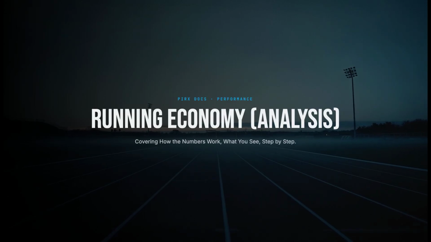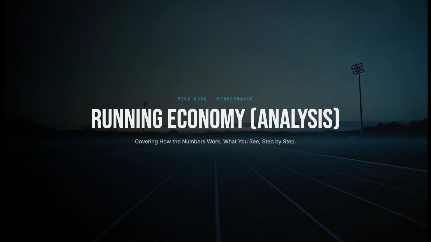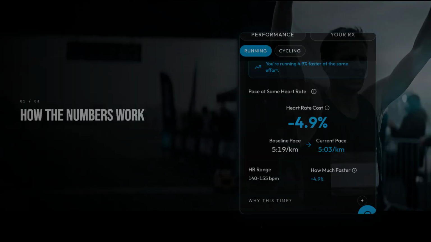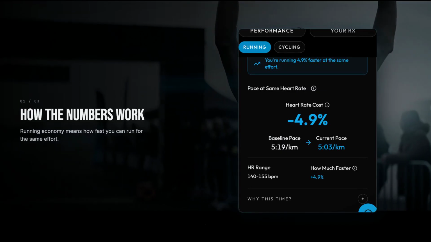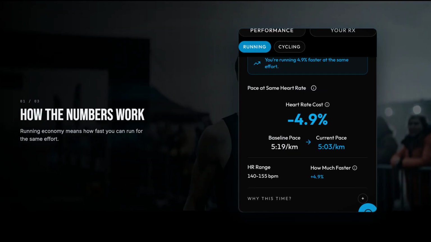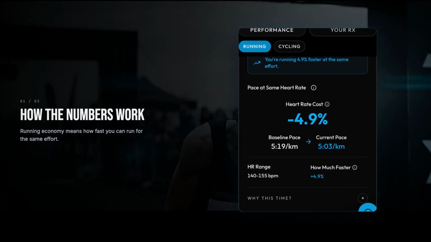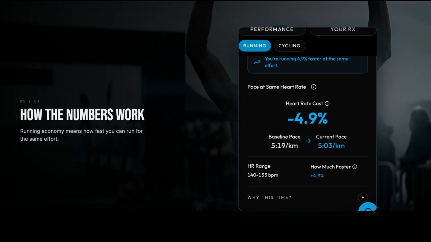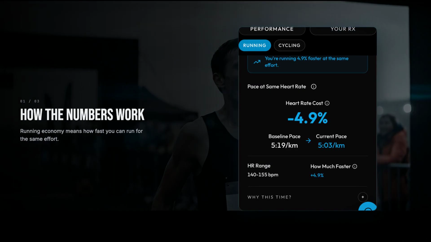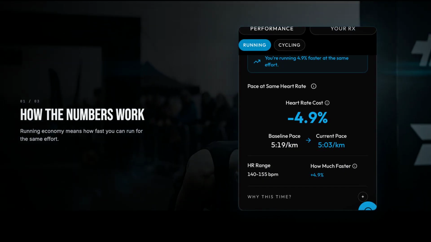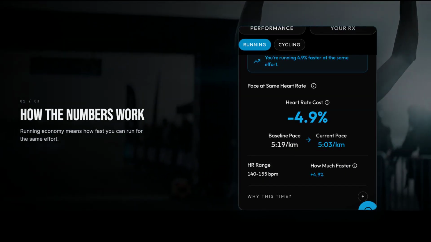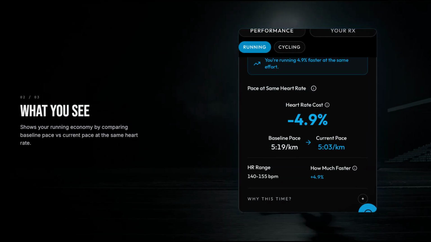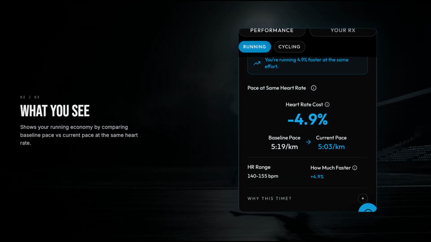Running economy analysis, covering how the numbers work, what you see step by step. Running economy means how fast you can run for the same effort. PIRX finds runs where your heart rate was in a matched band, for example, 140-155 BPM, and compares the pace you ran at that heart rate now versus earlier. Shows your running economy by comparing baseline pace versus current pace at the same heart rate.